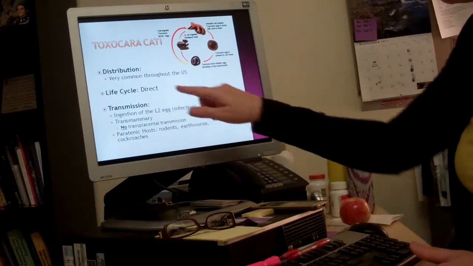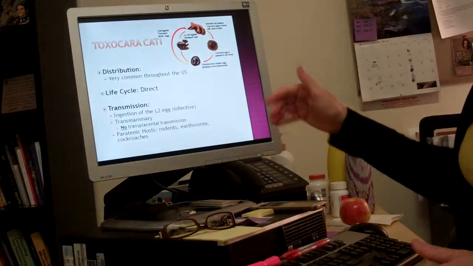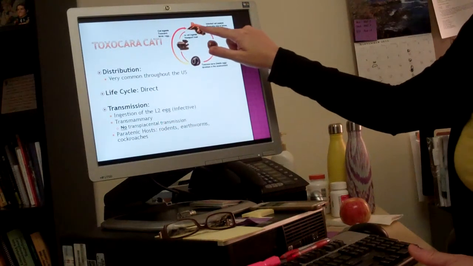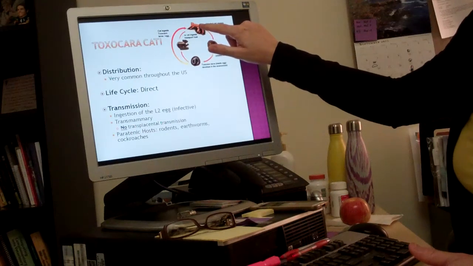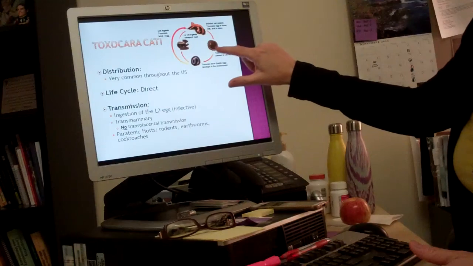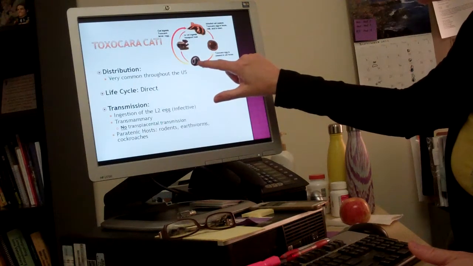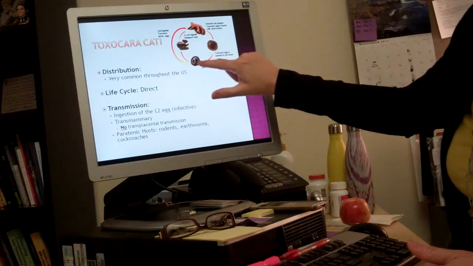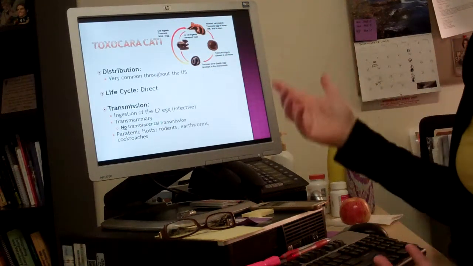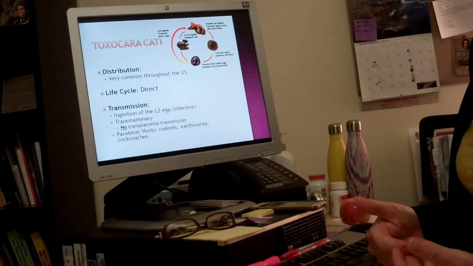United States. All roundworms have a direct life cycle. So the cats that have the adults in their intestines, if there's a male and female, will reproduce and shed these eggs in the feces. The egg matures, and if the cat ingests that infective stage, we can now grow up to be an adult in the intestines, and the cycle continues.